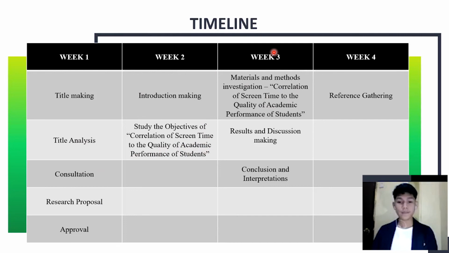Going on to week 3, we have the investigation of materials and methods of correlation of screen time to the quality of academic performance of a student. After that, we have the result and discussion making. Next is the conclusion and interpretation. Going to week 4, the last week, we have the reference gathering.